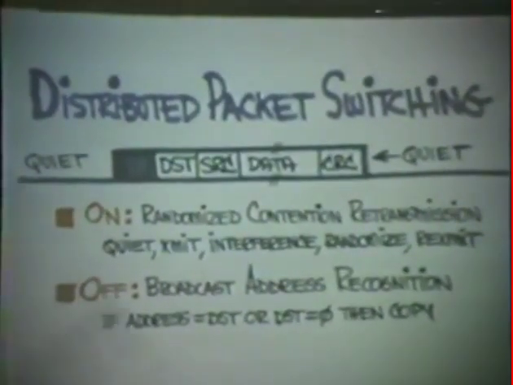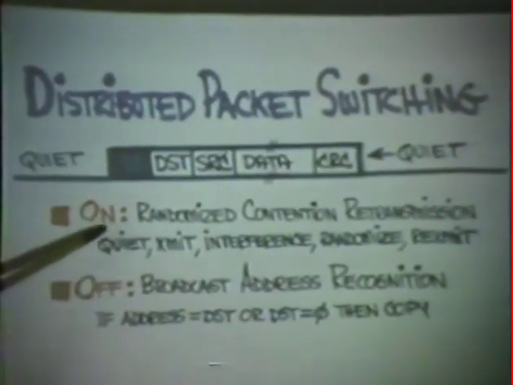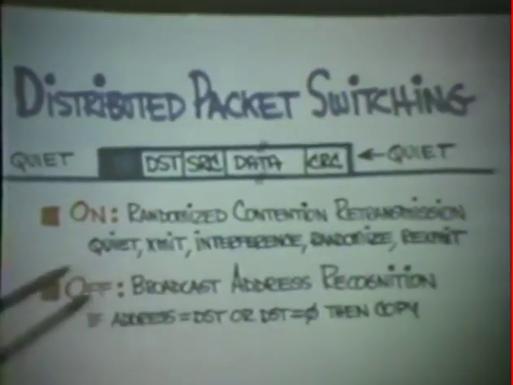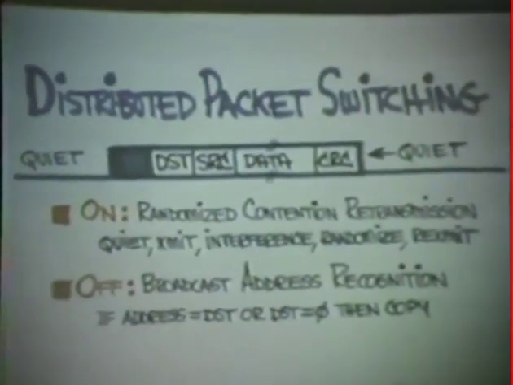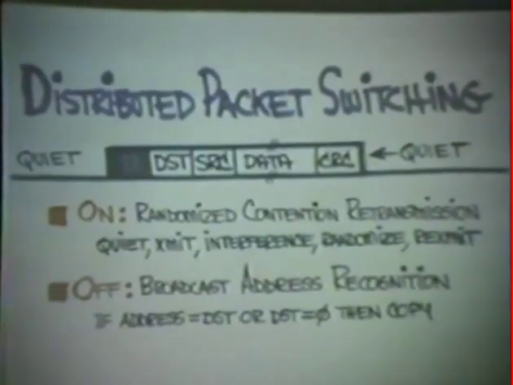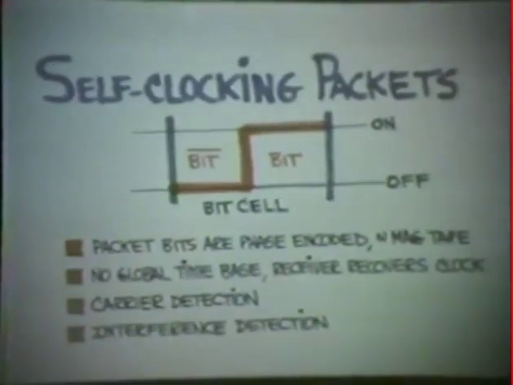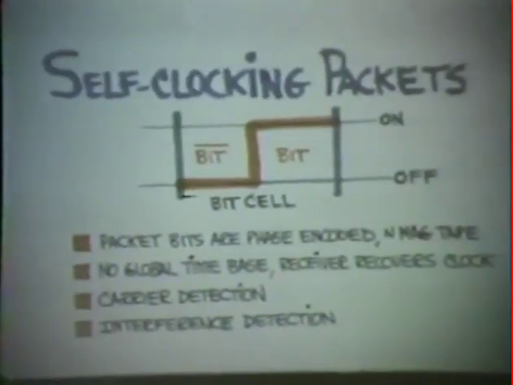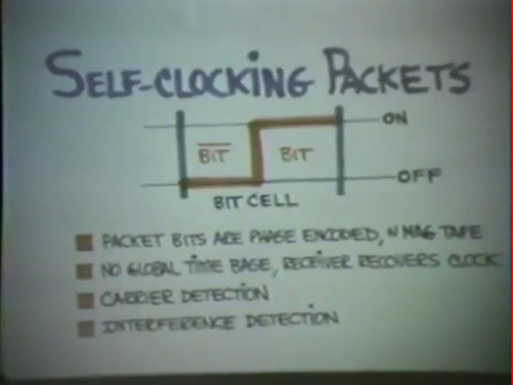So in summary, the Ethernet is distributed packet switching, as to be distinguished from store and forward packet switching, in two senses. The putting of packets on is done by randomized contention and retransmission according to a distributed algorithm, and packets are removed by broadcast address recognition. That is, all stations participate in the routing decision. Let me now explain a little about how bits are put on the coaxial cable, and this will lead into a brief description of the performance of the Ethernet, which will be detailed in the subsequent tape.